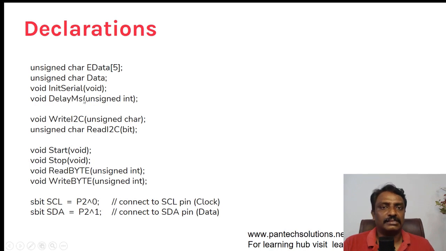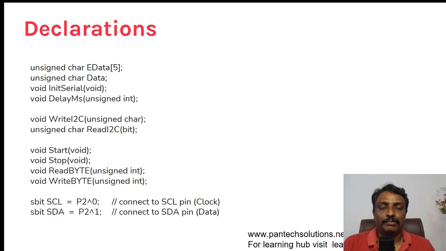Okay, delay is nothing but the same thing which we covered in the previous program. Delay is just a for loop. And we have void start and stop to generate the start signal as well as the stop signal. And read byte and write byte to read the byte from the memory. So we are going to use 24C04.